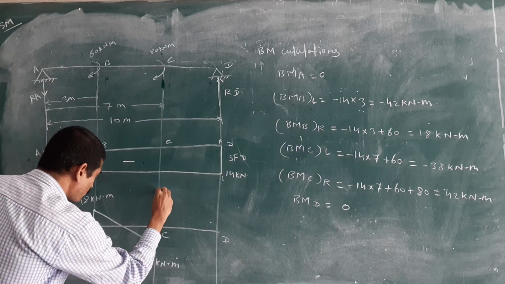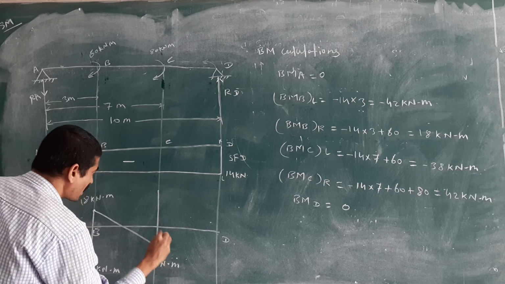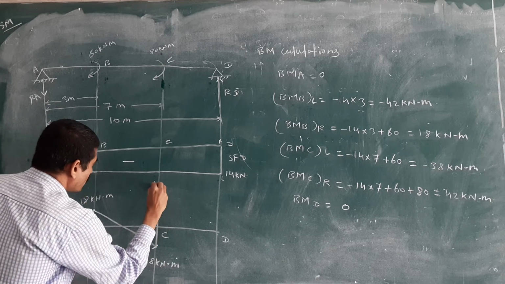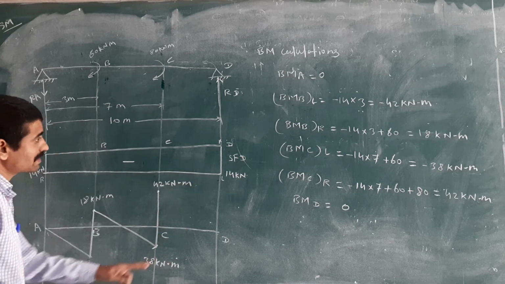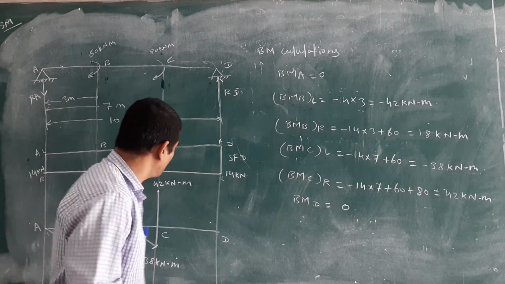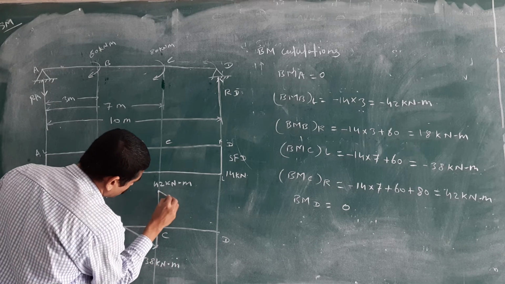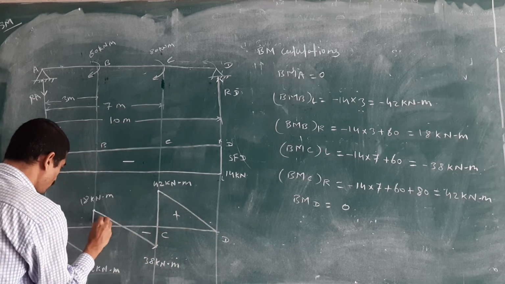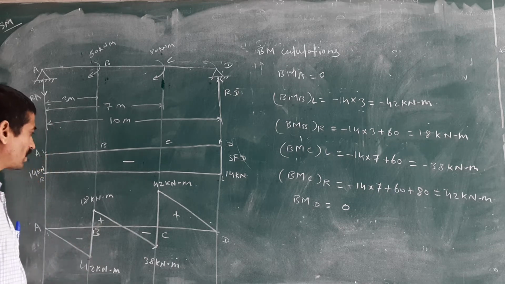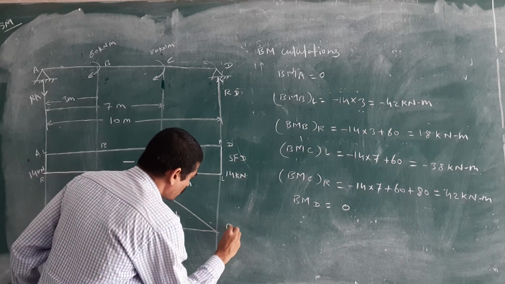As we are going in the upward direction again, you will get the left and right point. Here is 42 kilonewton meter. And at the last point, bending moment at D, you will get 0. This is positive, this negative, positive, negative. Okay, this is the BMD.